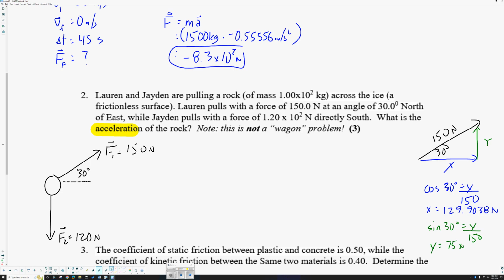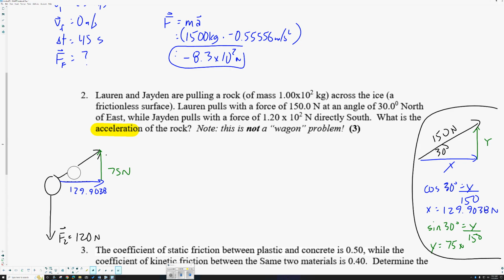We box this off because that's what we do. And then we replace it with the X component of 129.9038, and then the Y component with 75 newtons. I can erase that, so I'll do that. Just to completely erase that 150 newtons forever. We're never going to use that again. Okay, now we've got to break this into our X and our Y components and add those X and Y components up.